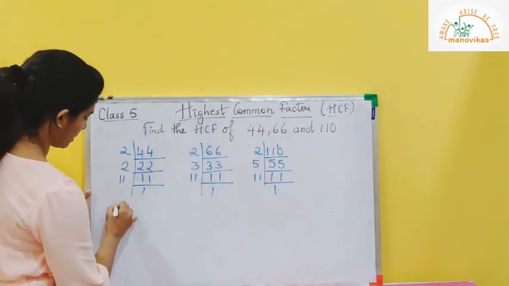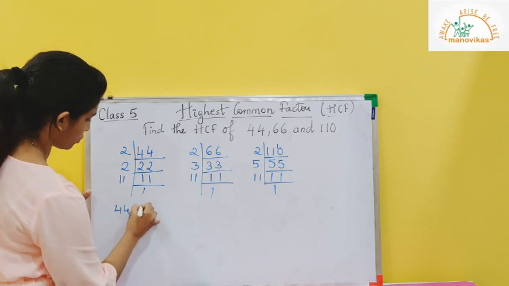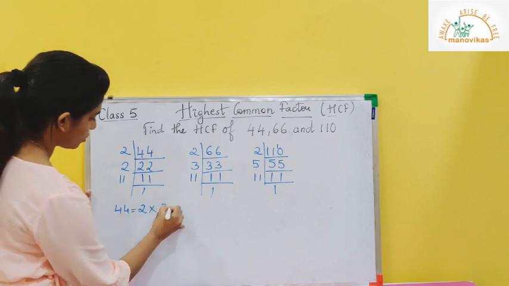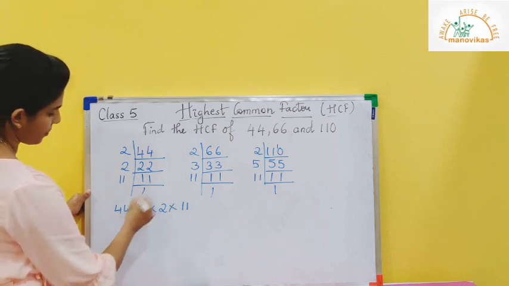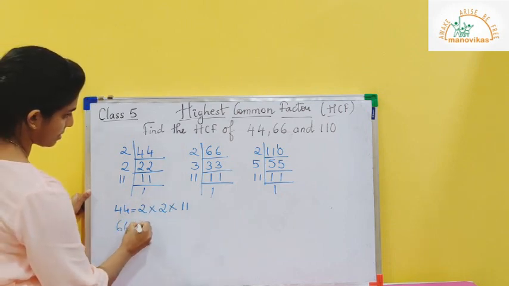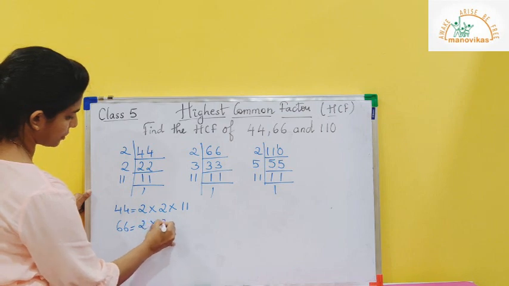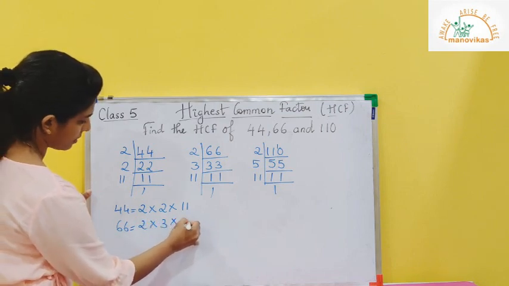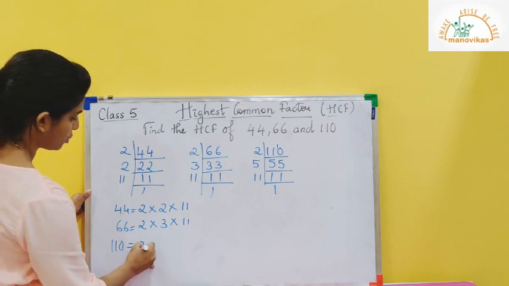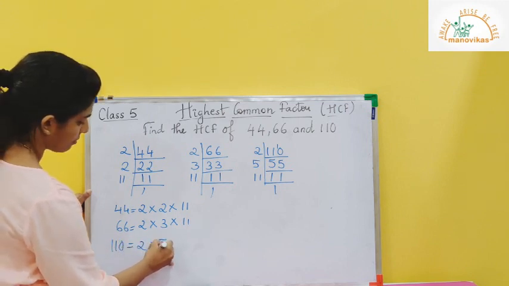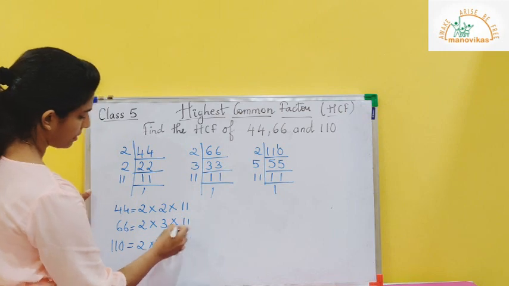Now you write all these numbers. 44 is equal to 2 multiplied by 2 multiplied by 11. I have written the prime factors of 44. Next is 66: 2 multiplied by 3 multiplied by 11. 110: 2 multiplied by 5 multiplied by 11.